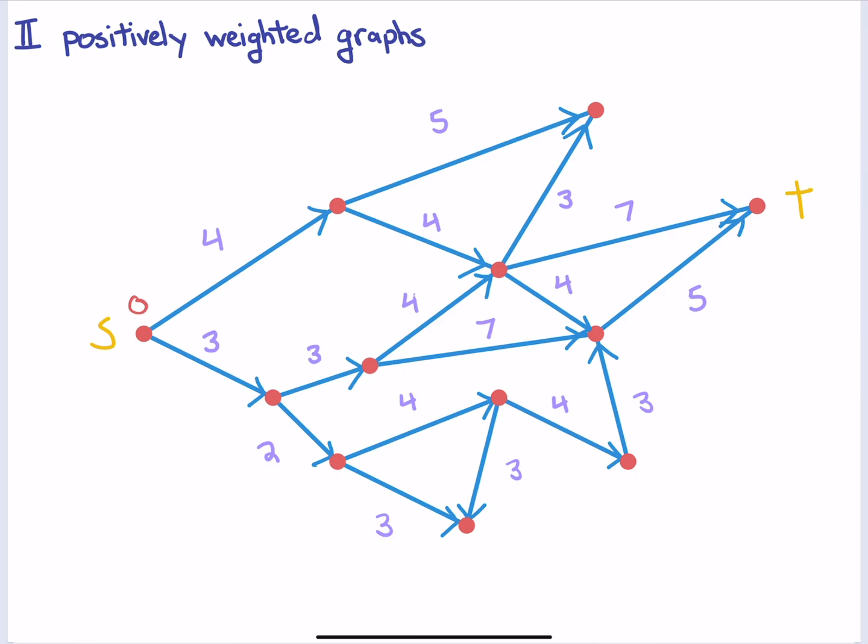Let's generalize this a little bit to positively weighted graphs. Now the edges have some positive weight. You want to go from S to T and minimize the sum of those edge weights. I gave you another example. I'll let you stare at it a little bit and then ask you what the solution is. All right, what's the best distance anyone got?